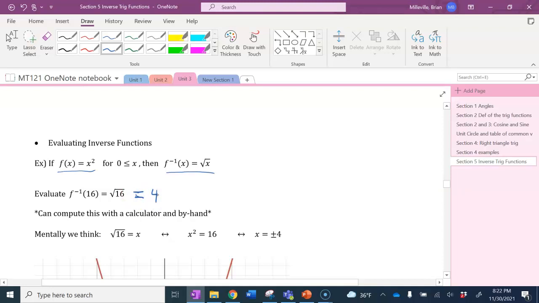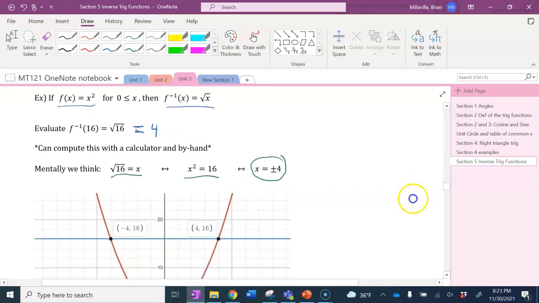We know that. Now, how do we do that in our head? What's the mental calculation we're going through? We're saying to ourselves, all right, the square root of 16 is some number. What is that equivalent to? Mentally, we're saying that means we're looking for what number squared gives us 16. And by our square root property, x has got to equal positive or negative 4 by extracting square roots.